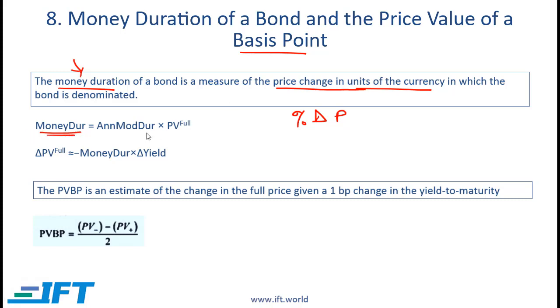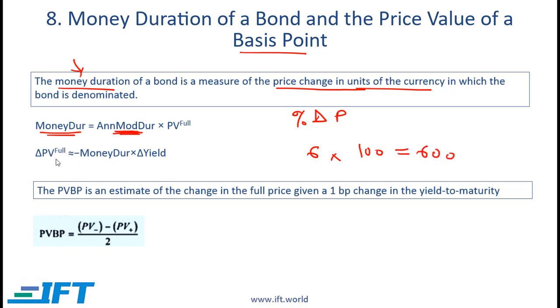The money duration is equal to the annual modified duration times the value of the bond. This is the full price of the bond. Note that we have modified duration over here. If you get a question where you are given the Macaulay duration, then the Macaulay duration has to be converted into modified duration. Let's do a very simple example. Say you have a bond where the full price is 100 and the modified duration is 6. This will mean that the money duration is 6 into 100, which is 600.